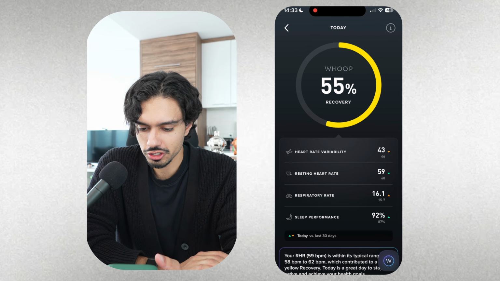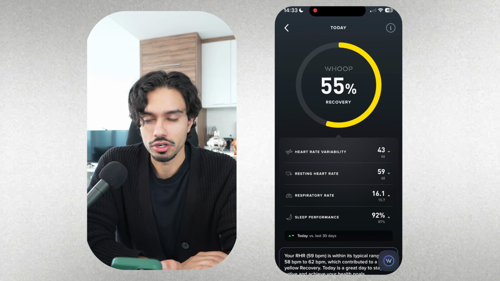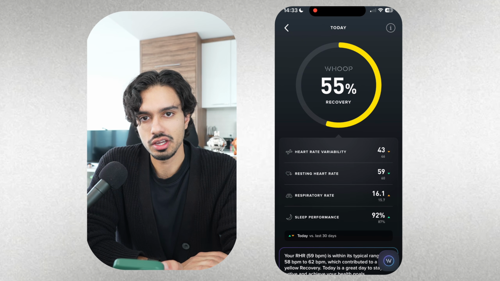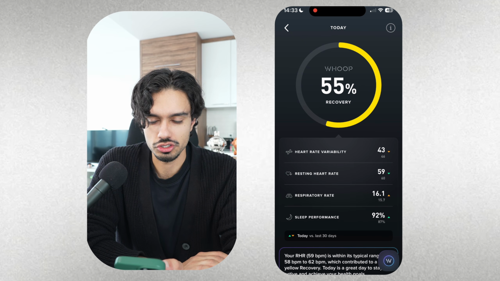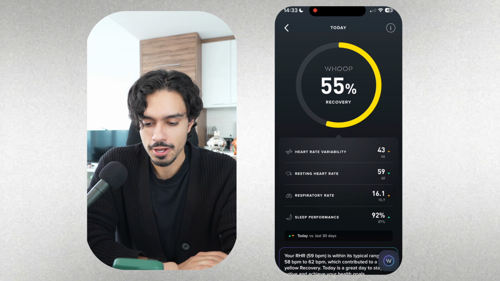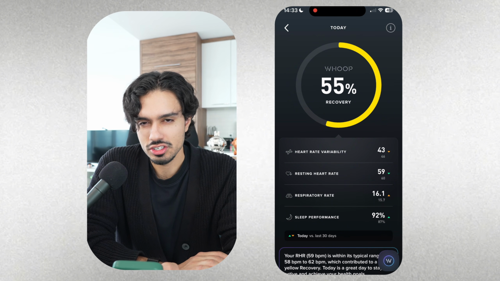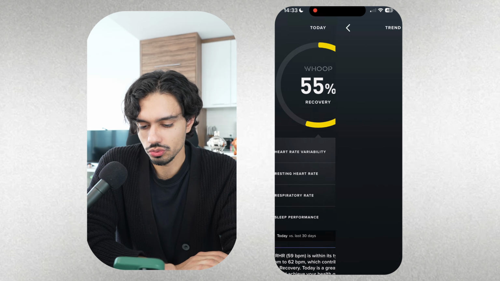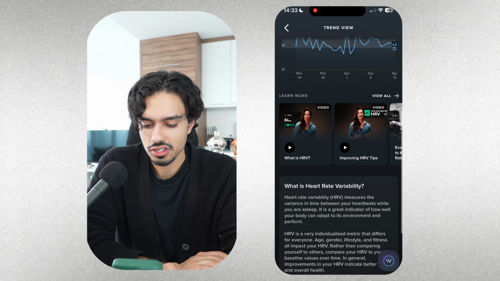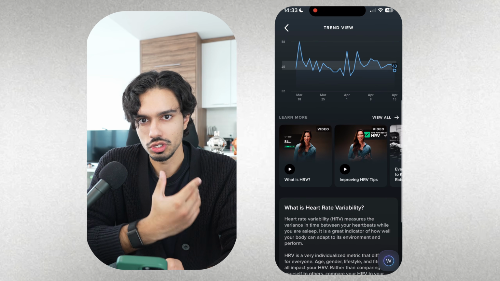Then you have your recovery over here. Recovery is super important. Based on the strain on your body, how far you're exerting yourself, and how well you're actually resting, it's going to give you a score on your recovery. So you have heart rate variability here. This is one of the most important metrics that people don't really know about. What this does is it tells you the variation between your heartbeats.